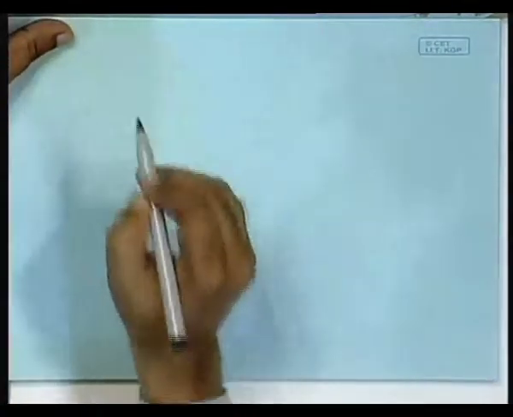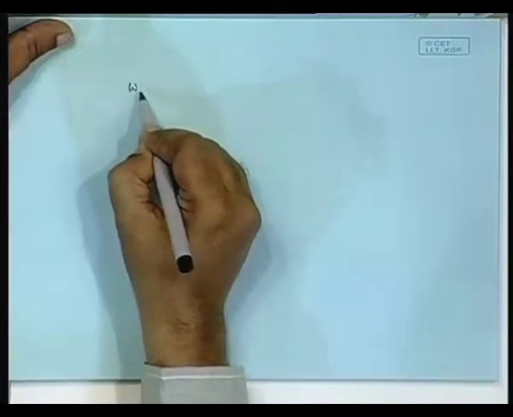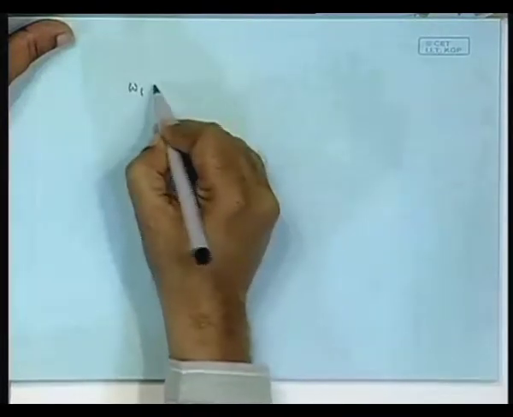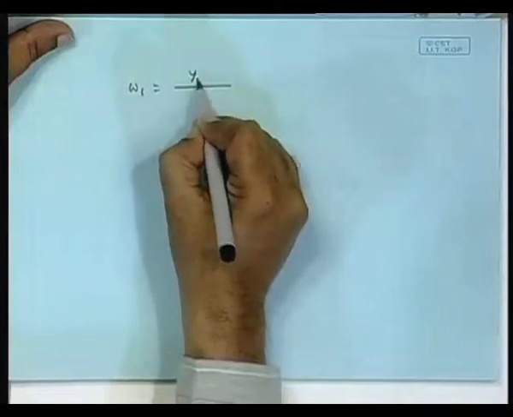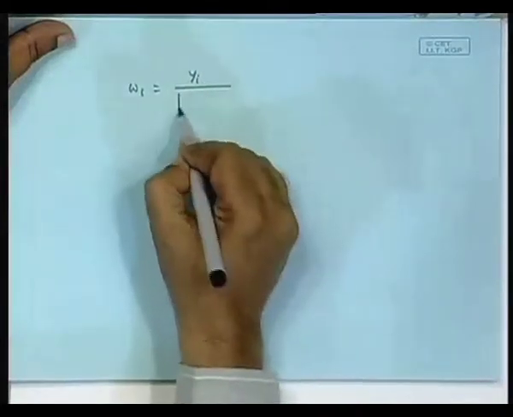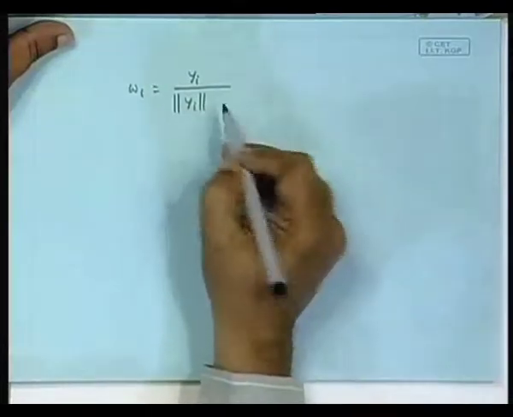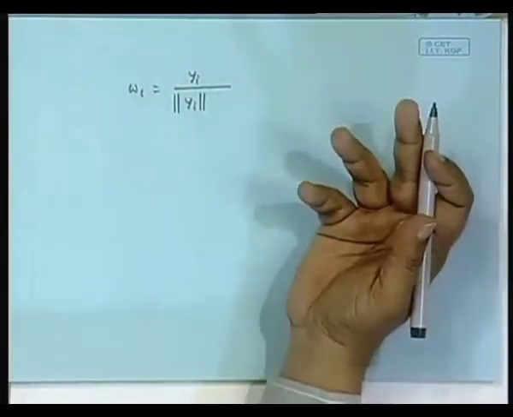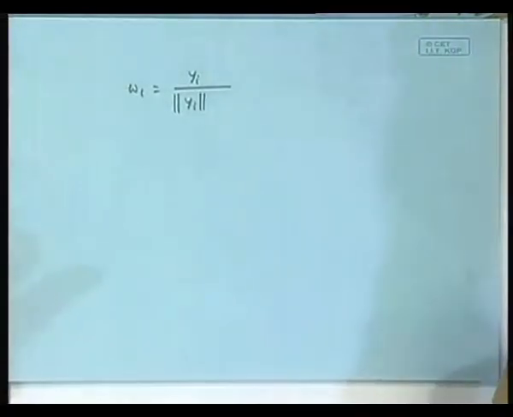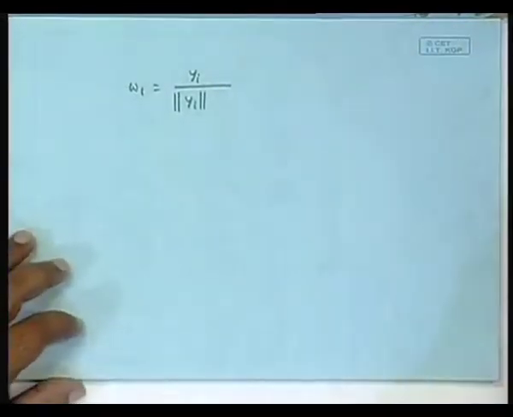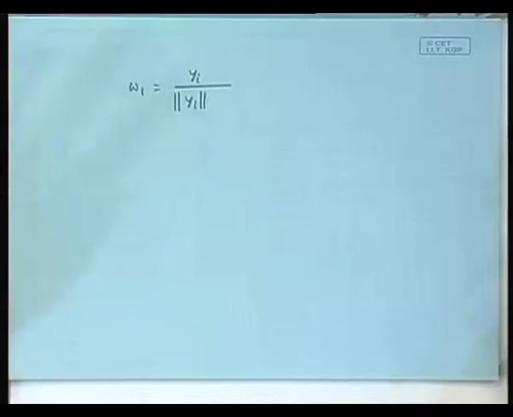So in order to do the renormalization, we say that now there will be a new set of coordinates Wi, which is yi divided by the norm of yi, so that it again becomes a unit vector, but the directions are set according to this.